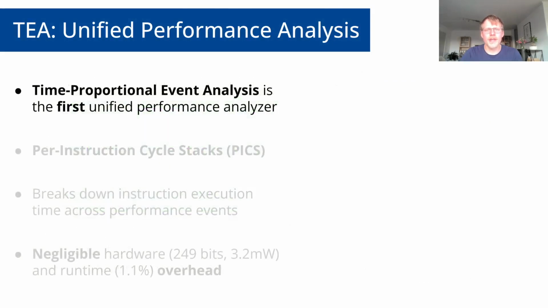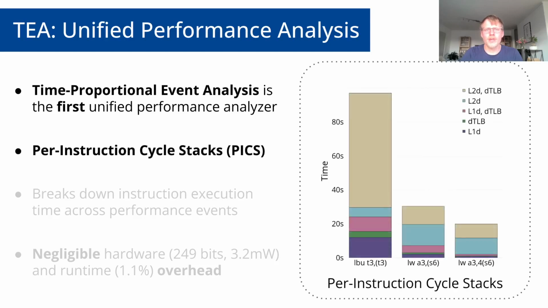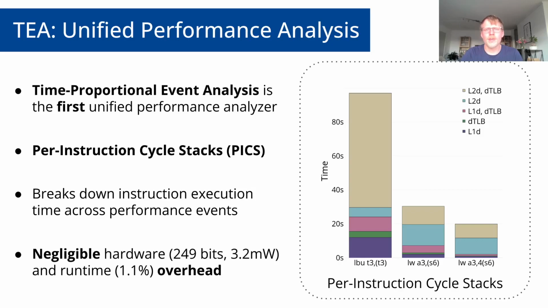Time proportional event analysis is the first unified performance analyzer. It creates per instruction cycle stacks, like seen in the example on the right, in which it breaks down the instruction execution time across performance events and their combinations, making it easy to identify the exact reasons for the runtime of an instruction. TEA provides negligible hardware overhead of only 249 bits and 3.2 milliwatt per core, and a 1.1% runtime overhead comparable to the other hardware-assisted performance profilers.